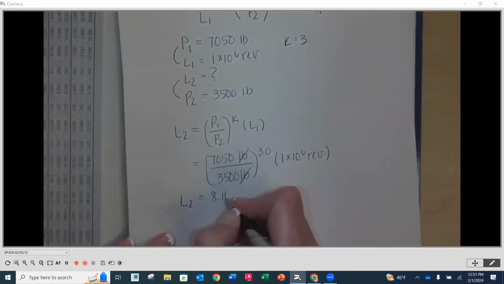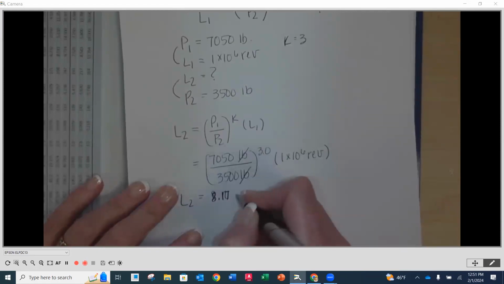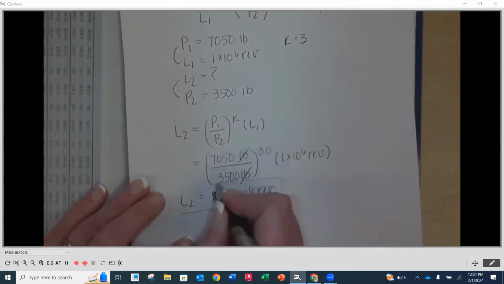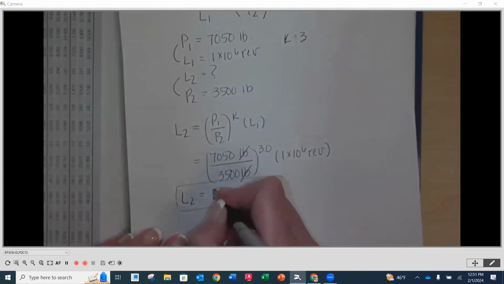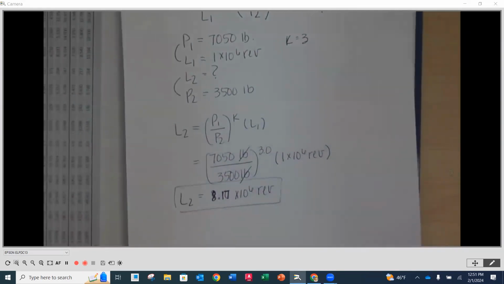There you go. 8.17 times 10 to the 6th. And that's going to be revolutions, right? If you can read my number here. Revolutions, because revolutions was in my life for L1 and it wasn't canceled out. And now I'm doing L2, so I'm expecting that very same thing.